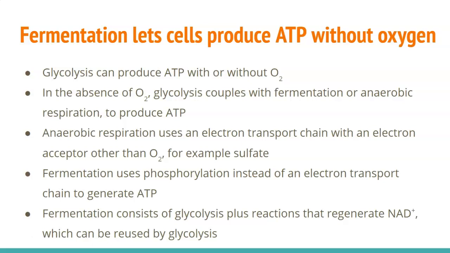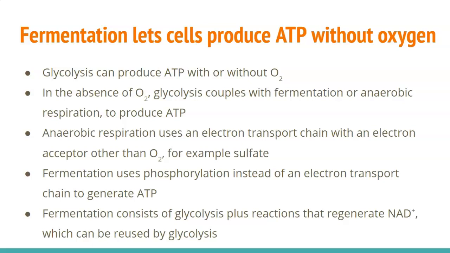So fermentation also uses phosphorylation to generate ATP. Instead of using that electron transport chain and all of those steps, it just uses phosphorylation, which doesn't produce a ton of ATP, which is why fermentation is not ideal for like humans. Okay.